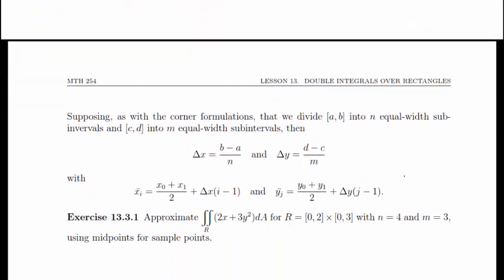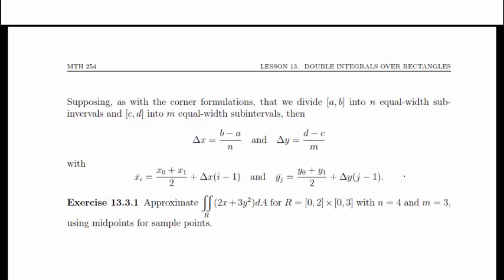So we're going to go ahead and break up our x interval into equal width subintervals, and our delta y is going to be the same across the y interval. So we're going to break up our y interval into equal width subintervals. And so our delta x is going to be b minus a over n, and our delta y is going to be d minus c over m.